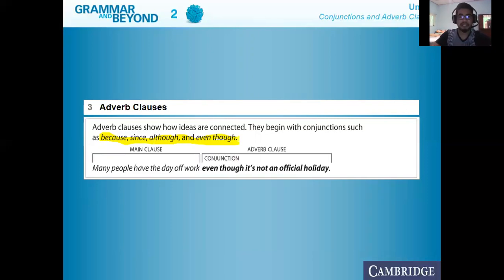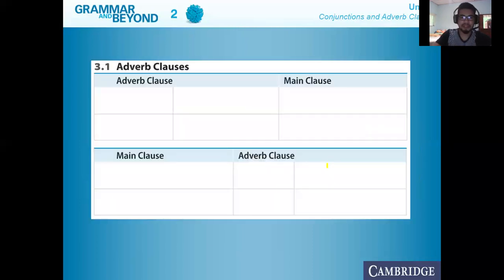We're going to see some examples like this one. Many people have the day off work, even though it's not an official holiday. Okay, even though, you're giving a reason why these people are having a day off. You see that when you are using adverb clauses, you will have two elements: the adverb clause, and then the main clause. If you remember the main clause, to make it easier, it's just a sentence, okay? A sentence that has a complete meaning on its own, has a subject and a verb, and doesn't need anything else. We're going to see the examples and how they are used.